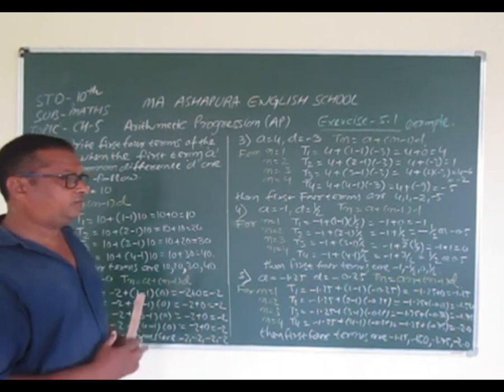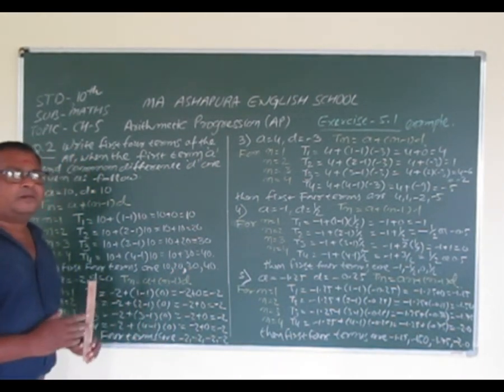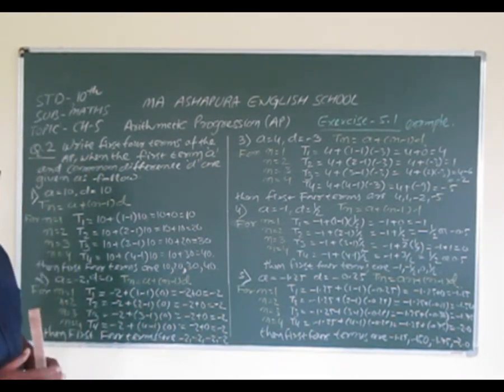So the first 4 terms are minus 1, minus 1 half, 0 and 1 half, or we can also write minus 1, minus 0.5, 0 and 0.5.